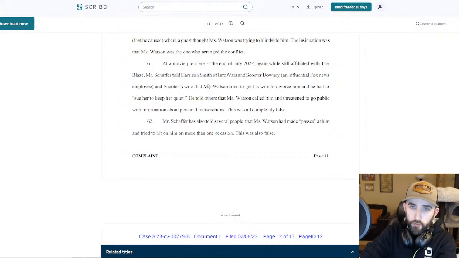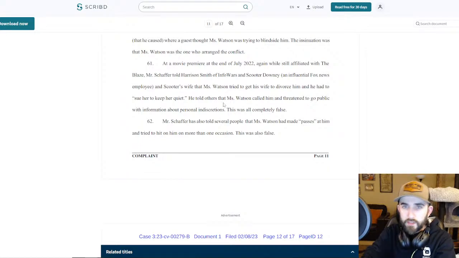Now, again, if what Sydney is saying is true and that he claimed that he had to sue her to keep her quiet, that would be a legal filing. There'd be this exact same kind of document, right? There'd be proof of that. There'd be a paper trail. So either she's lying about his claim or he's lying about suing her.